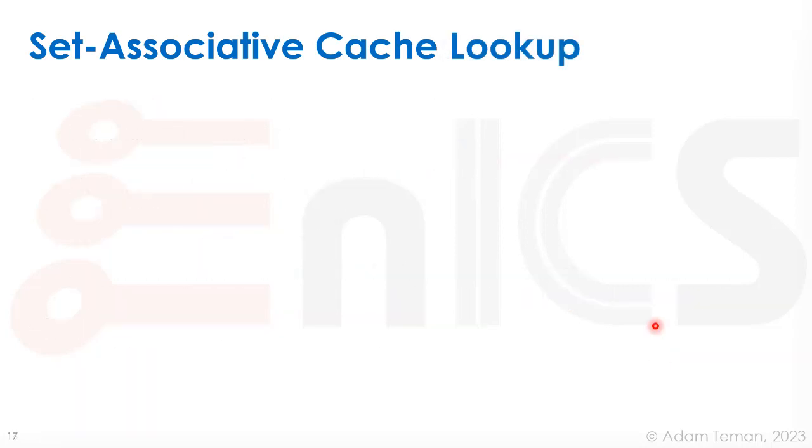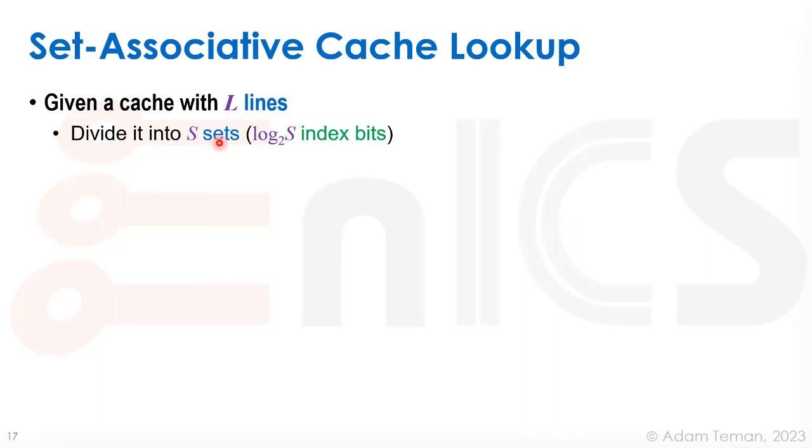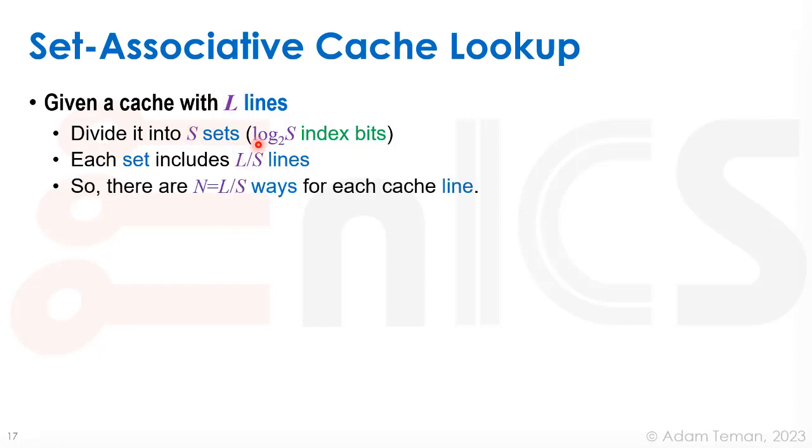So let's look at that more illustratively. How do we do a set-associative cache lookup? Let's have a cache that has L lines, and we'll divide it into S sets. We take all these L lines and divide them into S different sets, different places where each line could sit, and therefore we have to have log 2 of S index bits in order to select the given set that we want out of all those S sets. Each of these sets now includes L divided by S lines. And that means we can store our particular address in any one of those L over S lines.